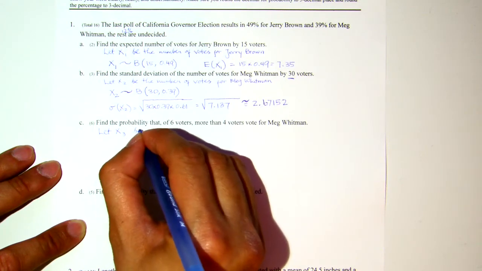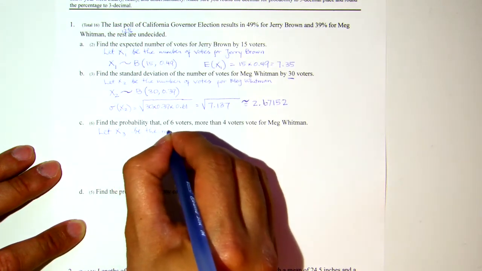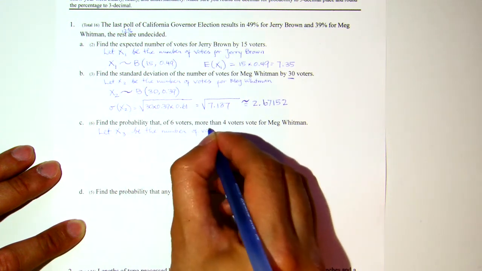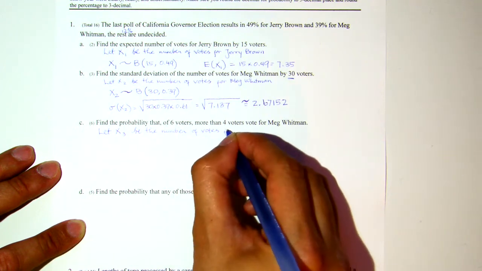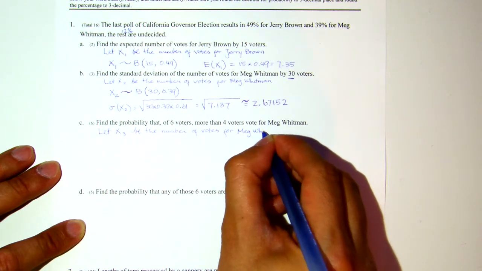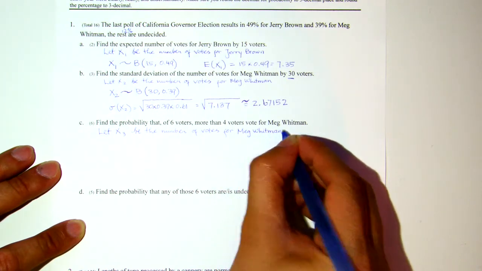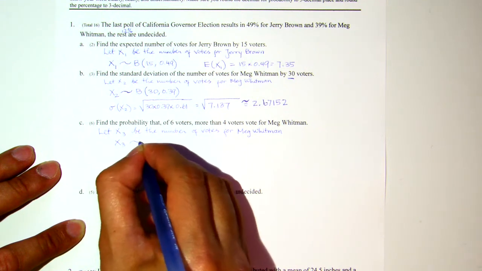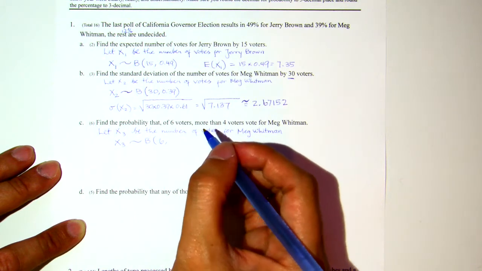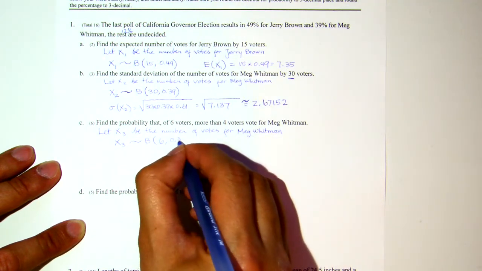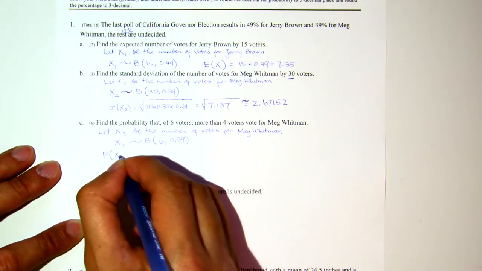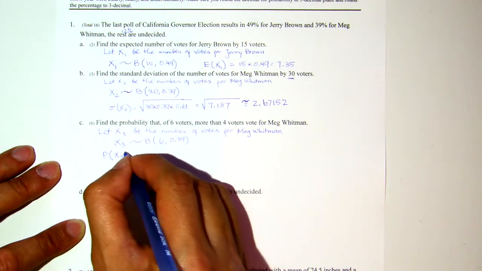Let x3 be the number of votes for McWhitman. This x3 will then be binomially distributed with number of trials 6, and the probability of each success is 0.39. Now the question is, find the probability that the number of votes for McWhitman will be more than 4.